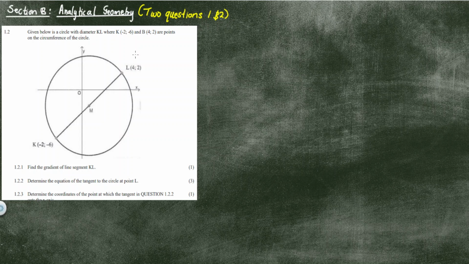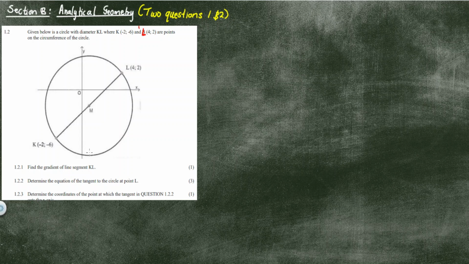There's no B. I think I wanted to say L instead of B. Light should be L, not B. My apologies. Our points on the circumference of the circle. Then go 1.2.1. Find the gradient of line segment KL.